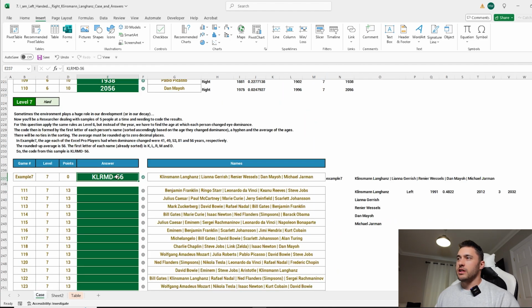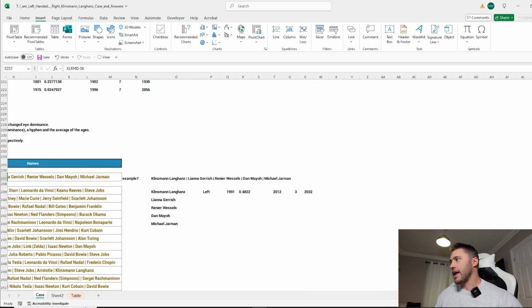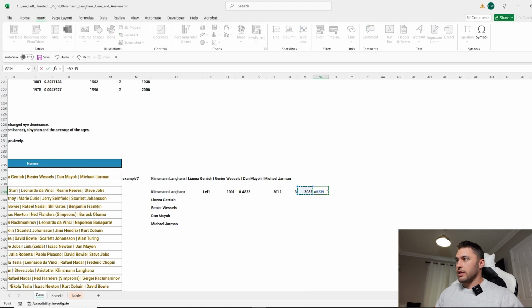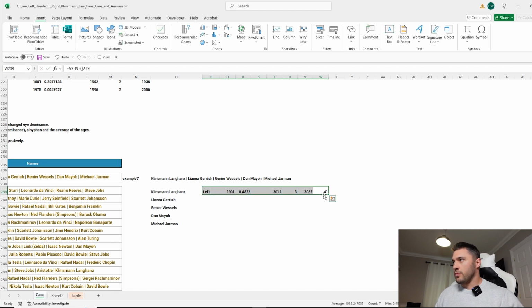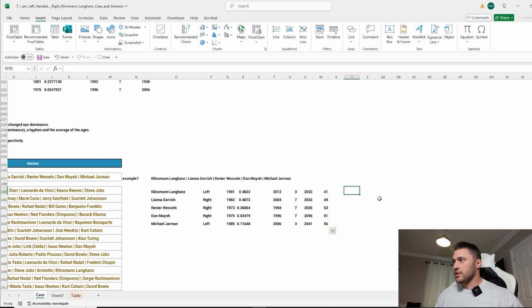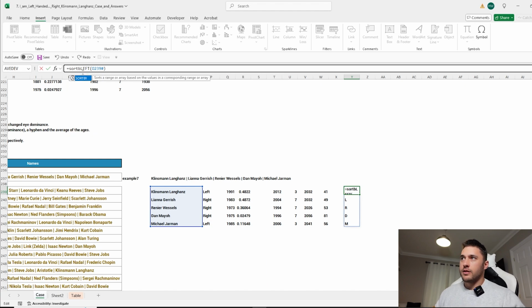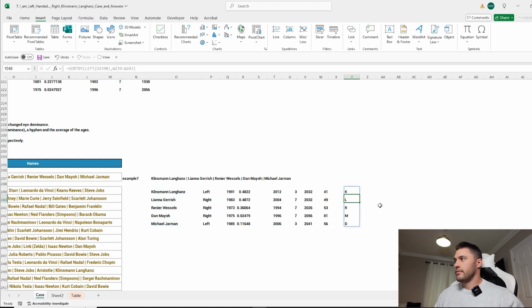And this question is asking for the initials ordered in the age that they change I dominance and the average of their ages. So their age is going to be the year they change I dominance minus their birth year. So nice and simple. Okay, then the question was asking the order that they changed, so let's pull out their initials, so equals left of these. That's all their initials, and then we want to sort that by their age.